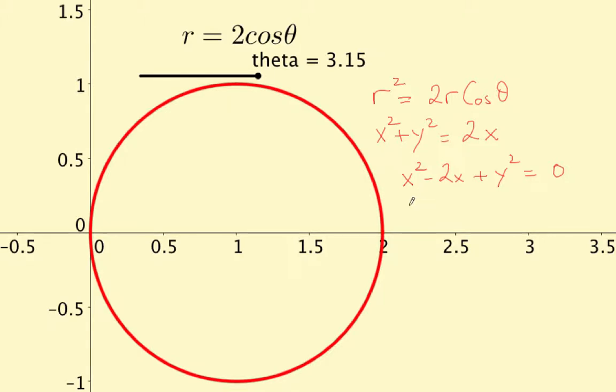But now I can complete squares and write this as x minus 1 squared, and then I have to subtract from this 1, plus y squared equals 0. And so we end up with the equation x minus 1 squared plus y squared is equal to 1 squared, or just 1. And this, of course, is the equation of a circle which is centered at x equals 1, in other words, over here, and which has radius 1.